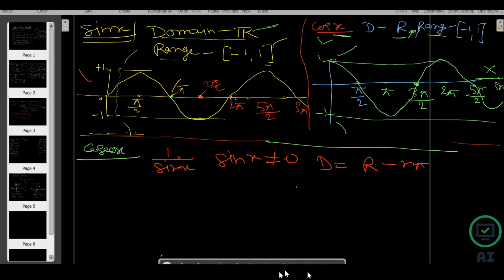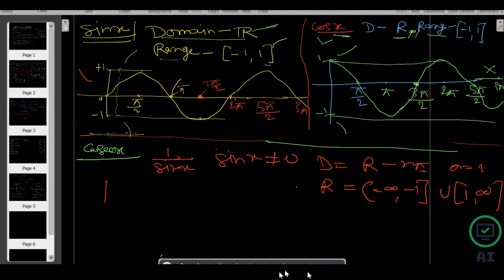So you can see here at 0 it is taking 0. If n is 0, then 0. If n equal to 1, then it is pi. So we are subtracting this. What is the range of this? Similarly, minus infinity to minus 1 closed interval union 1 to infinity closed interval.